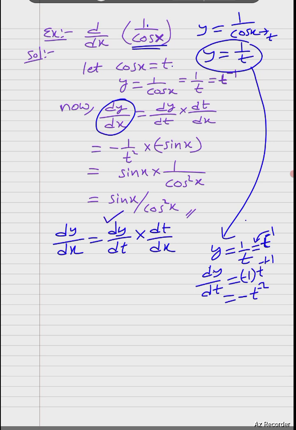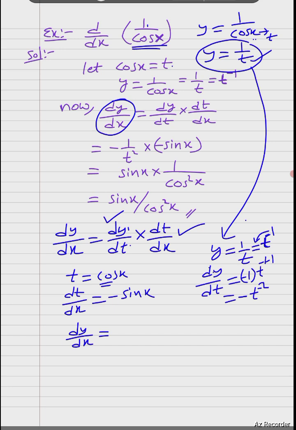What is the next part? dt by dx. Okay. Now what about dt by dx? Now t we have assumed as cos x. In place of cos x we have written t. So t is equal to cos x. So what about dt by dx? Differentiating cos x with respect to x, we get minus sin x. Now we have this term also. Then what is finally dy by dx?